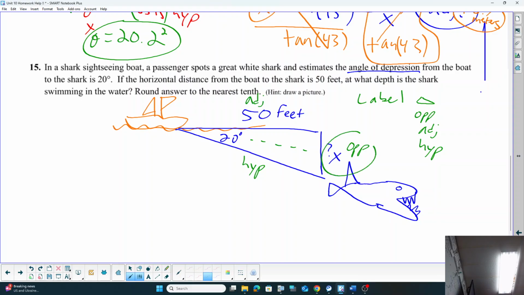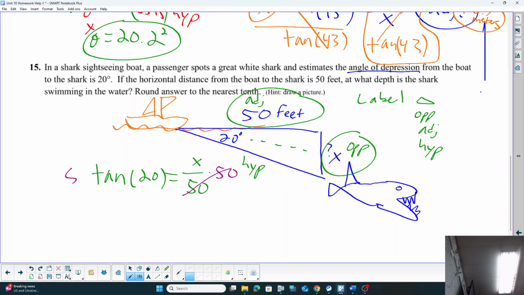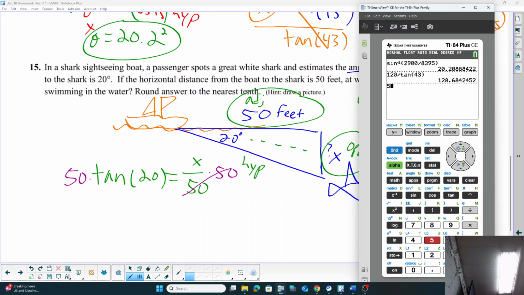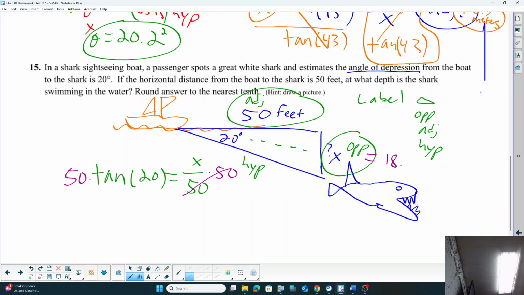So again, this is going to be opposite over adjacent, which is tangent. Did you get tangent? So tangent of 20 degrees is equal to opposite x over adjacent 50. This is the easier one. So you're going to multiply by 50 over to the other side. Plug that into your calculator, and you get 50 tangent 20. And so we get 18.1 or 18.2 is our answer in feet.